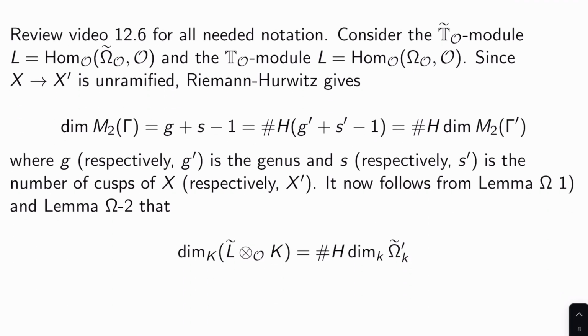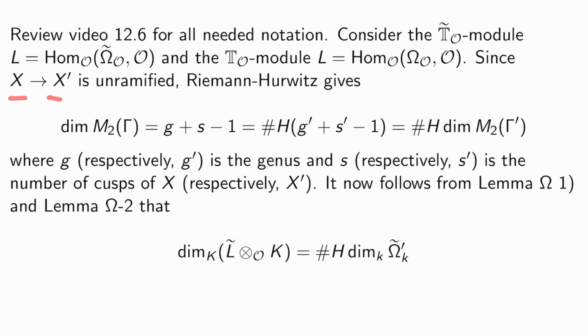Okay, so let's prove this. Again, please review video 12.6 for all needed notation. We're going to be using some differential stuff from that video. Consider the T tilde O module L tilde, which is O homomorphisms from omega tilde O to O, and the TO module L, which is O homomorphisms from just omega O to O.